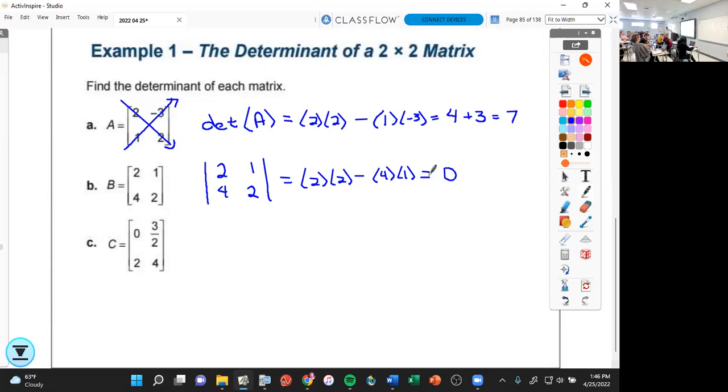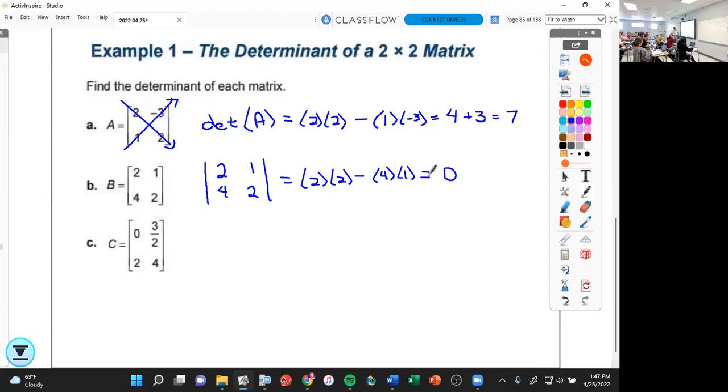The determinant is useful for many things. We're going to talk about it specifically with Cramer's rule when using it to solve a system of equations. It's also used in the formula for calculating the inverse of a 2 by 2 matrix. It's the diagonal minus the up diagonal. Put it on your cheat sheet.